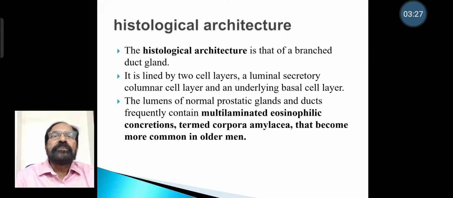Histological architecture. The histological architecture is that of a branched duct gland. It is lined by two cell layers, a luminal secretory columnar cell layer and an underlying basal cell layer. The lumens of the normal prostatic glands and ducts frequently contain multilaminated eosinophilic concretions termed corpora amylacea that become more common in older men.